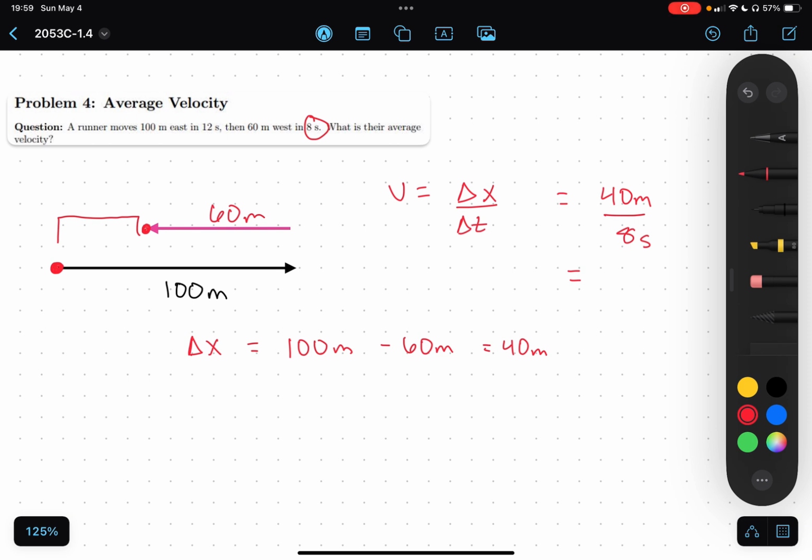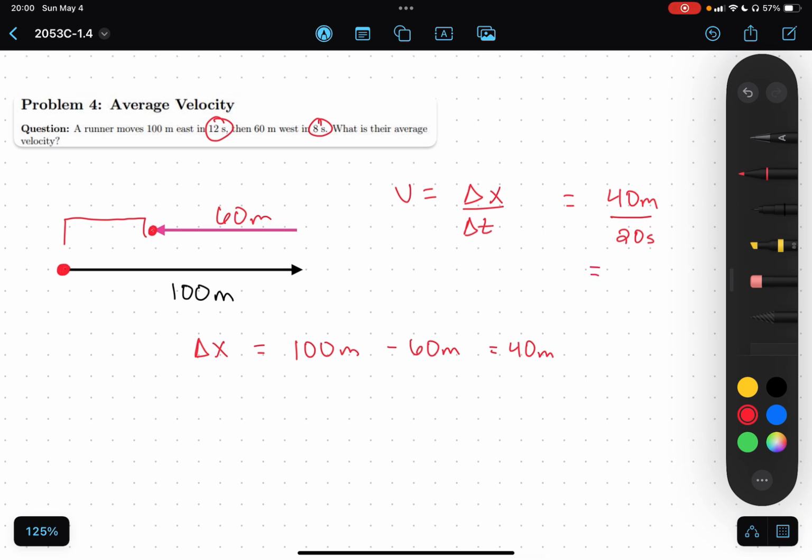I made a mistake. Our change in time is not 8 seconds. Our change in time is 20 seconds. I just caught that because we have to add the two times together. So our change in time is 20 because I added the total times together. I found the difference between the distances to give me the displacement. So 40 over 20 is 2 meters per second.